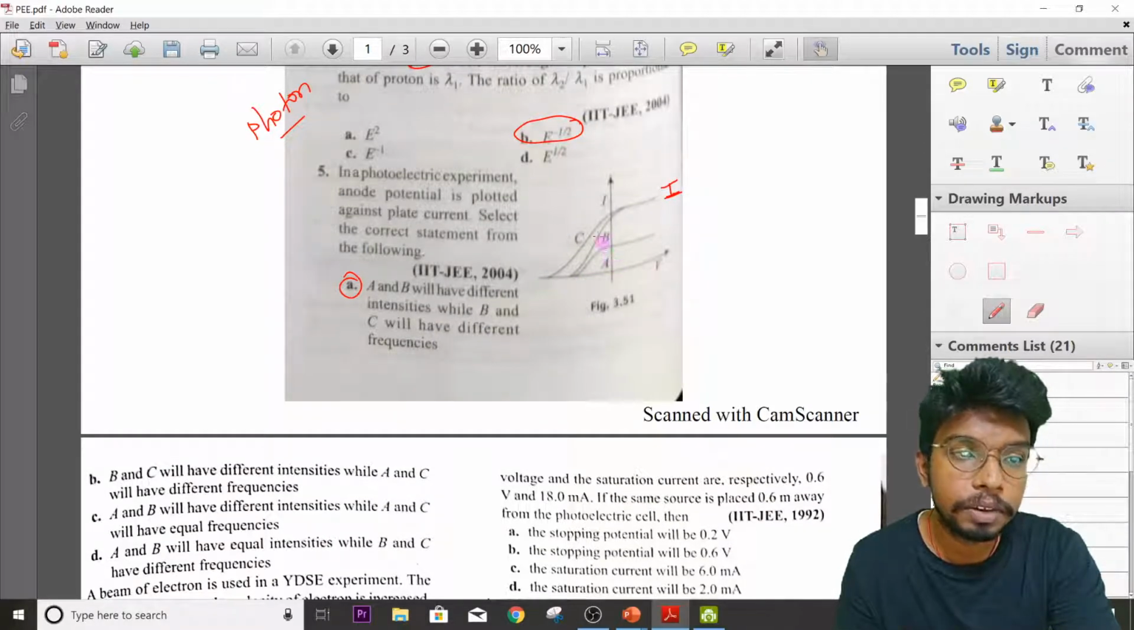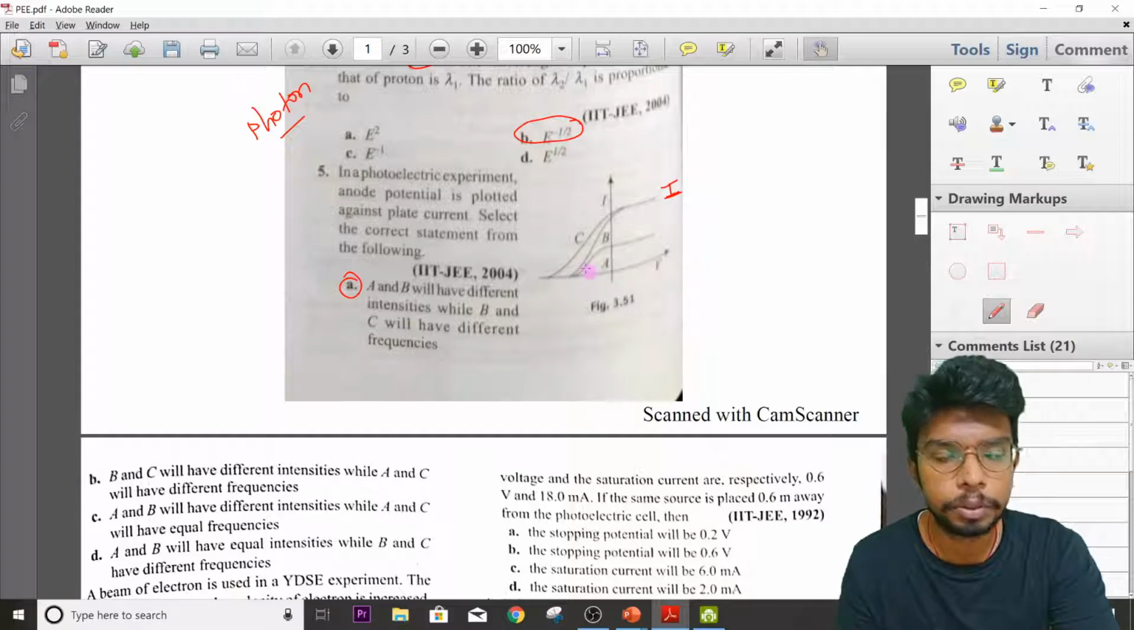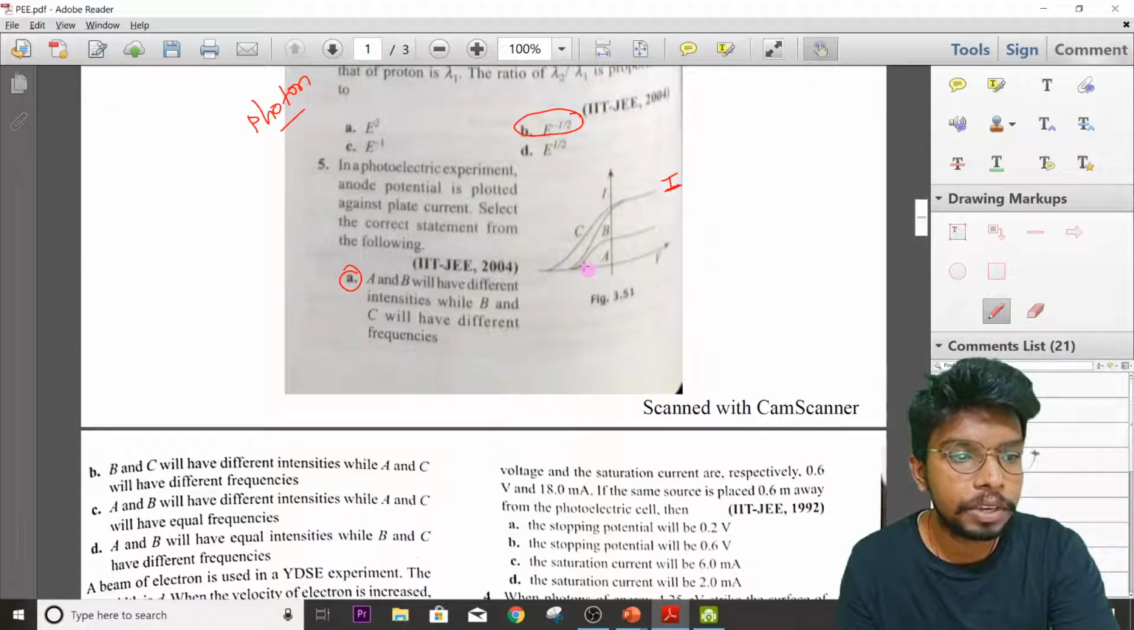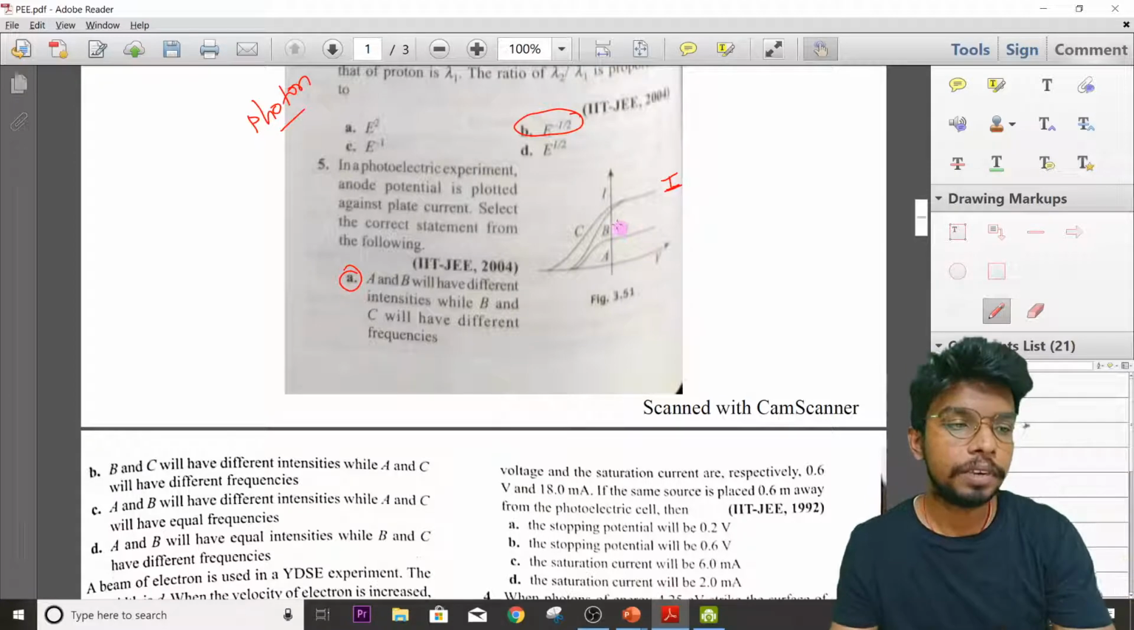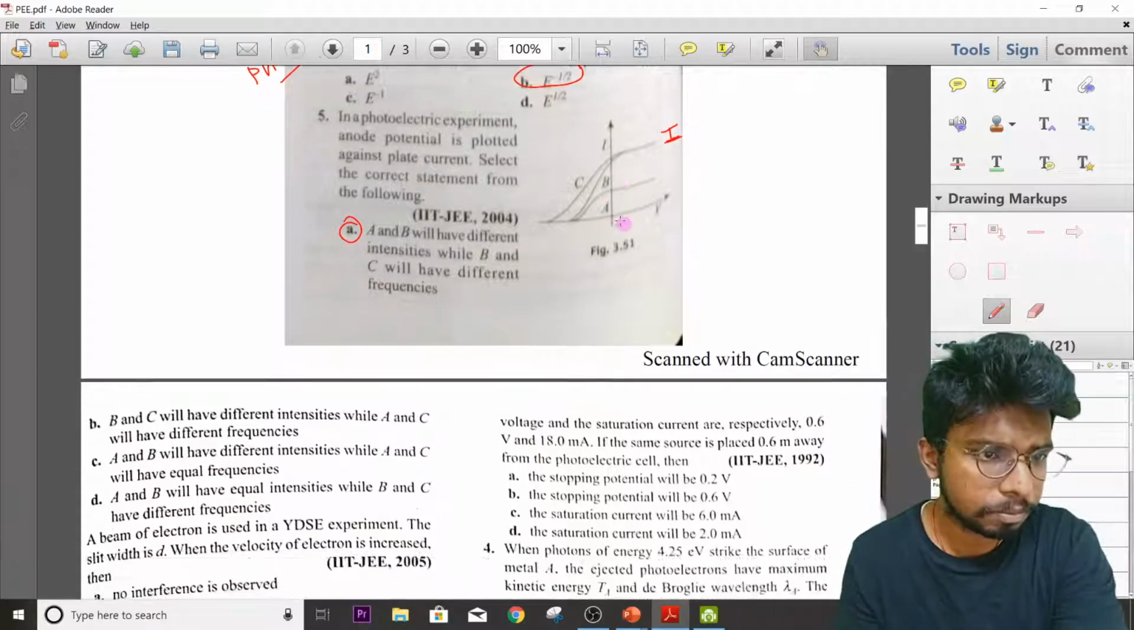A and B will have different intensities, while A and C will have same frequencies. A and B will have different intensities, that is correct. But A and C will have equal frequencies, that's wrong, because A and B have equal frequencies. A and B will have equal intensities, while B and C have different frequencies. Again, the same situation, A and B will have equal intensities. No, that's not correct, because they have different current, so effectively different intensity will come out.